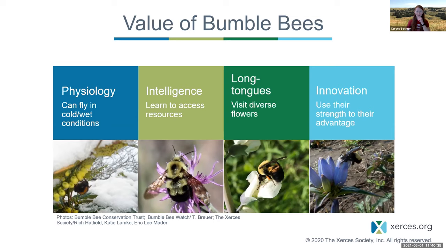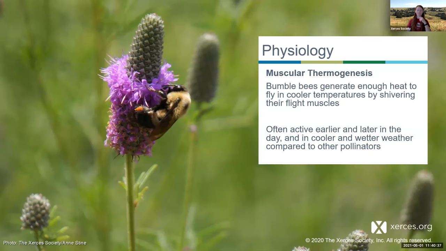Looking at their physiology, bumblebees are a relatively large species of bee, and they've got a lot of hair on them. Because of their large size, they're able to induce shivering and heat up their body temperature. This allows them to fly at cooler and wetter temperatures than you might see a lot of your other native bees out foraging in.